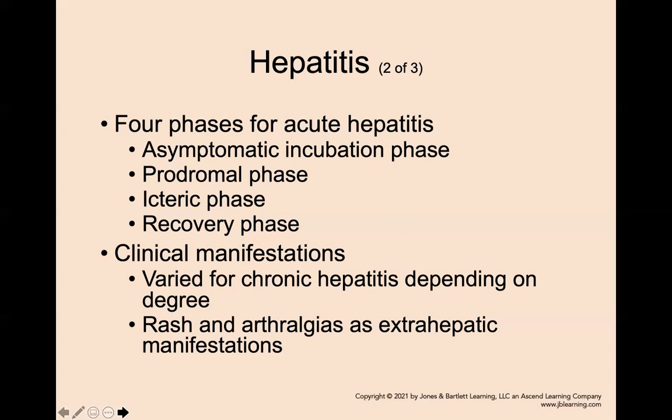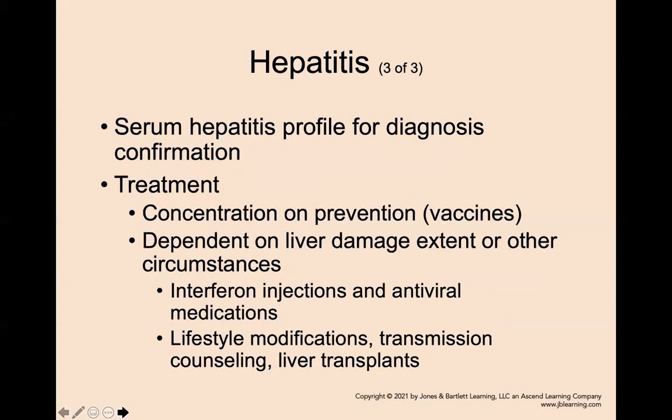The next and final phase is recovery, which generally happens 6 to 8 weeks after initial infection and is signified complete when all the jaundice is resolved. As far as the clinical manifestations, it really depends on the kind of hepatitis that it is. And you will note that some have rashes and arthralgias as extrahepatic manifestations. The serum hepatitis profile for diagnosis, again, that's on page 417.